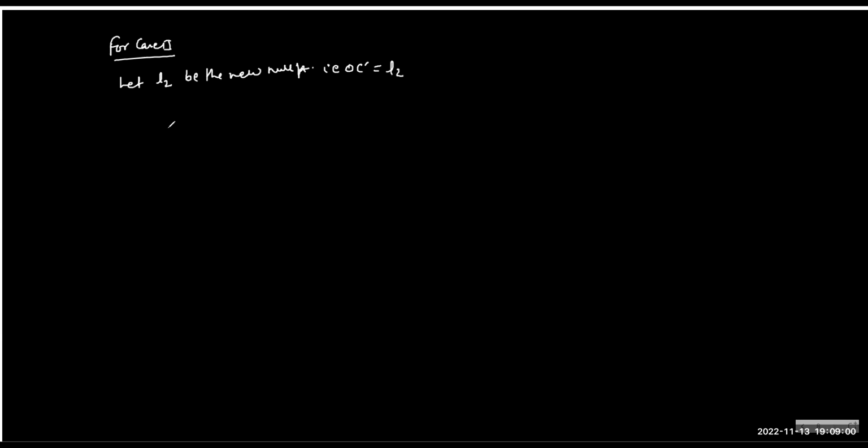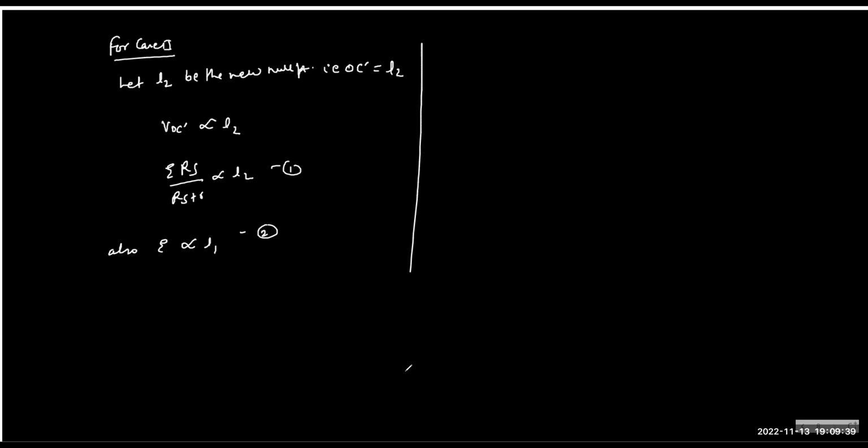Then can we say that VOC dash is proportional to L2? Because what you balance is the potential, isn't it? Which sometimes turns out to be E, which sometimes does not turn out to be E. So I can also write E RS upon RS plus R. Also, we already know that E is proportional to L1.